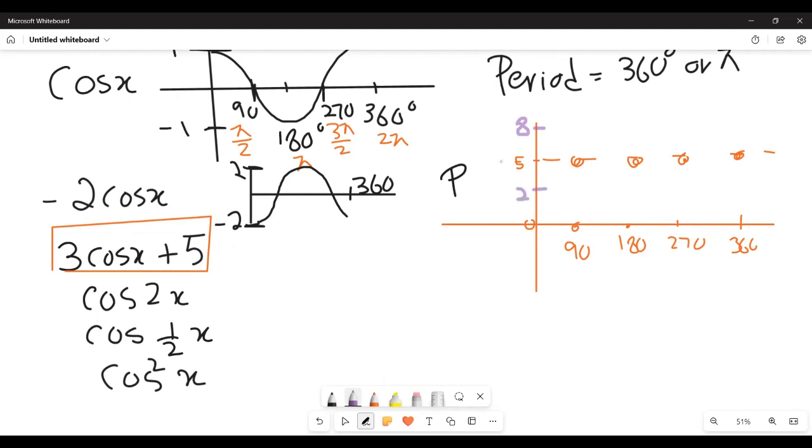Okay, and now we draw a cos graph. It's like this. Do a better job at it. Like this. It still didn't come out that good. Better. So that's the graph for 3 cos x plus 5. The period is still 360 degrees or 2 pi, since one cycle is completed at 360 degrees.